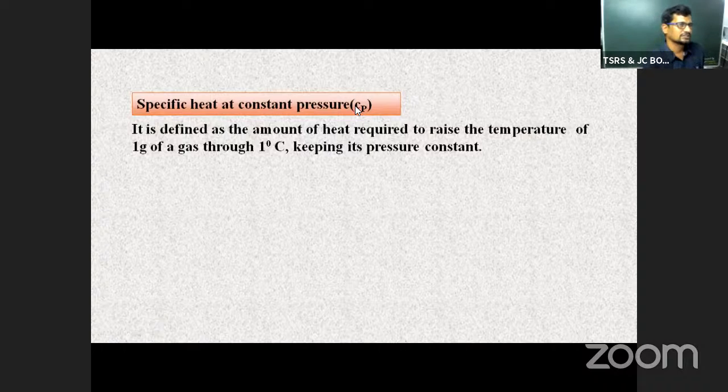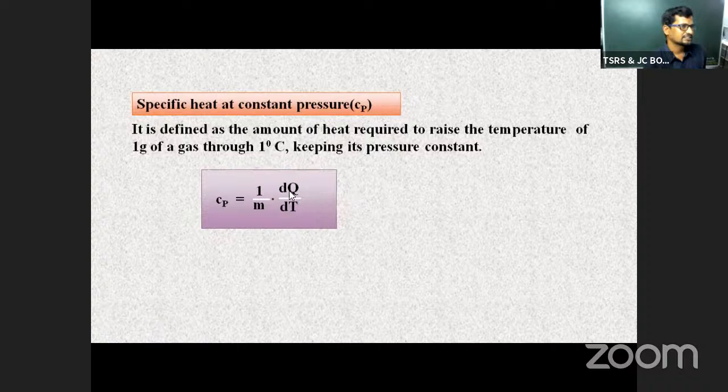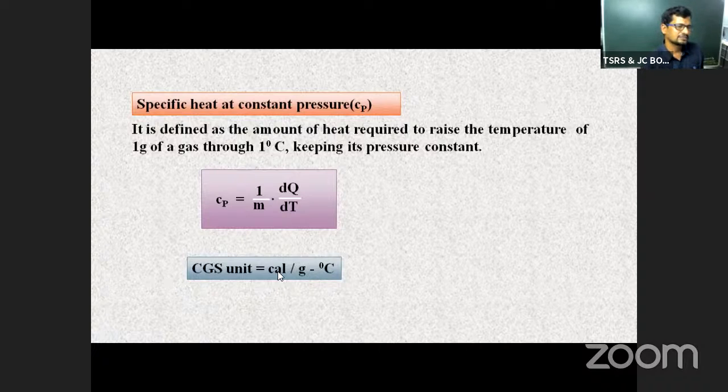So we indicate it with Cp. Here P indicates constant pressure. Cp is equal to 1 by m dq by dt at constant pressure. Units same as Cv, calorie by gram centigrade in CGS units. SI units, joule by kg Kelvin.